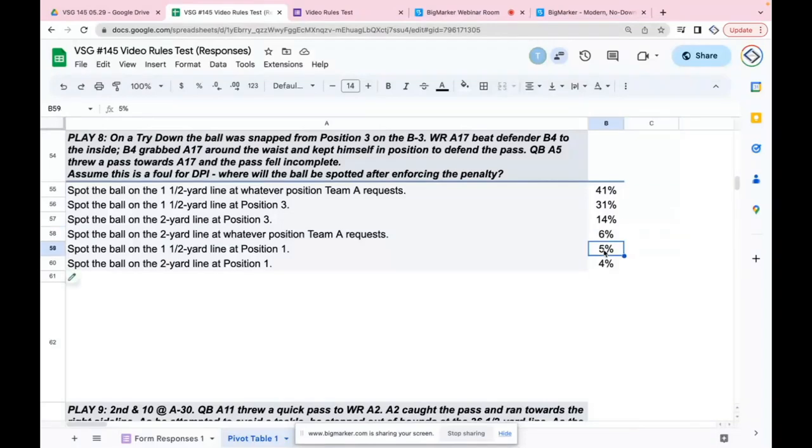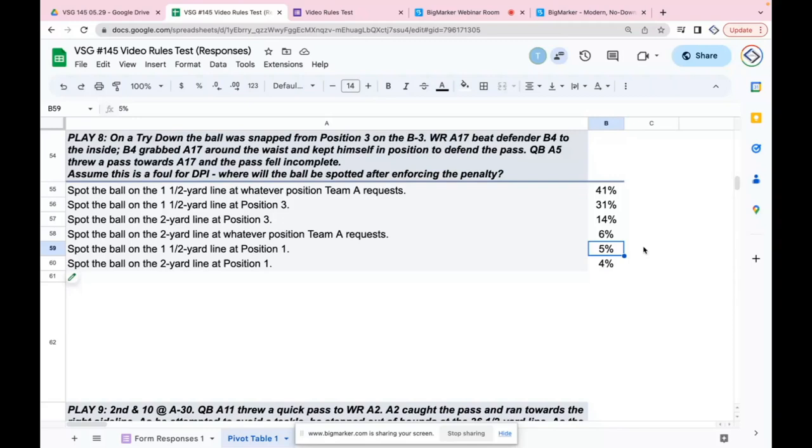5% said 1.5 yard line position 1. We're getting closer. Yes. Maybe. So, one thing we know, this is going to be a half the distance to the goal enforcement. Where is that? That should be in the try rules, Rule 8, maybe. I don't know if it's a half the distance because it's a try, or because it was at the 3. Because it's a try. Because it's at the, no, I think it specifically says at the 3.